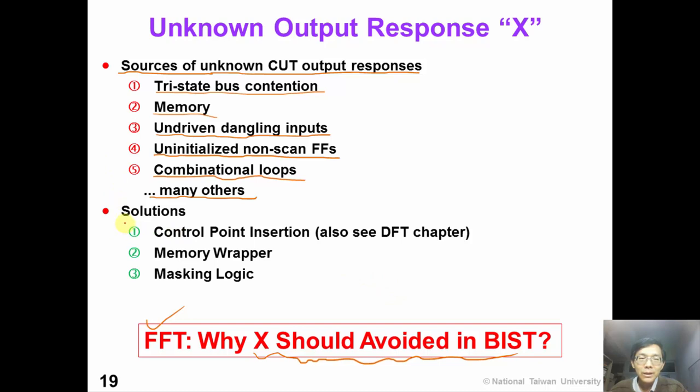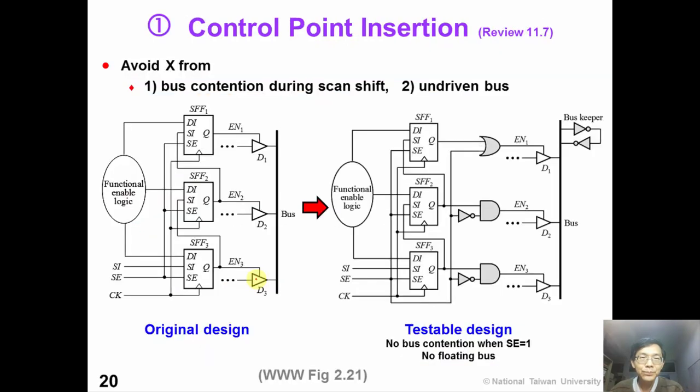Anyway, if we want to avoid X, we have several solutions. First, control point insertion. This has also been introduced in the DFT chapter. We can also use a memory wrapper. We can also insert masking logic. First, the control point insertion has been introduced in our video 11.7.